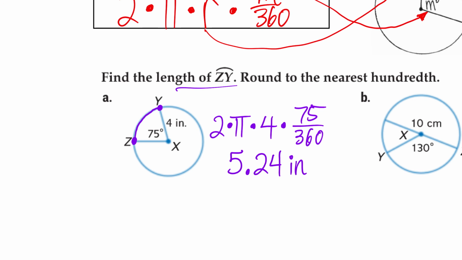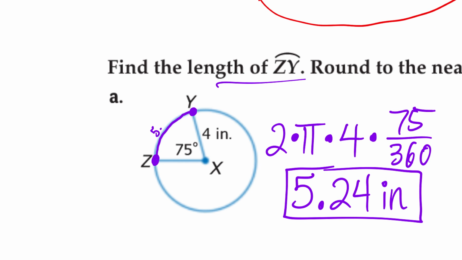5.24 inches. So what that means is if this circle was actually to scale, if this was actually 4 inches and if this angle was actually 75 degrees, if you were to measure this, it would actually be 5.24 inches from here around to here. Okay? So that's how long it would be, 5.24 inches. How many degrees would that arc be? 75. It'd be 75 degrees like we've been talking about. Yep. So it'd be 75 degrees, but in actual linear measurement, it would be 5.24 inches.